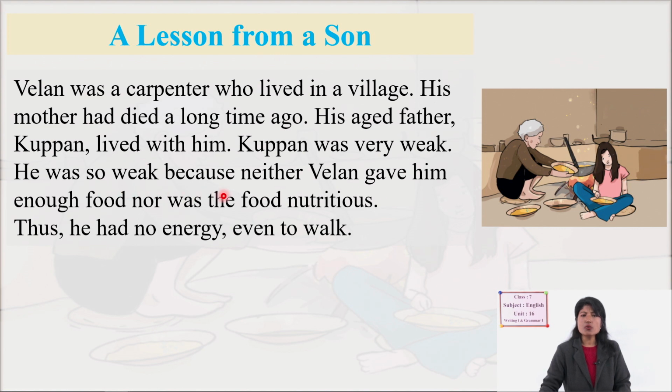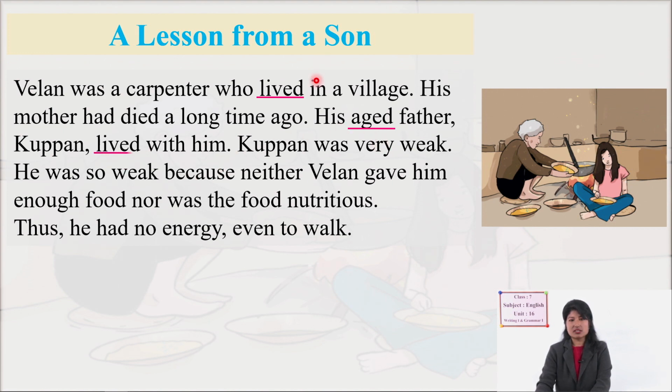He was so weak because neither Velen gave him enough food, nor was the food nutritious. Thus, he had no energy even to walk. Have you found the verbs? Obviously. And have you underlined? You must have, right? So let me show you verbs like lived, live, lived, and then aged.